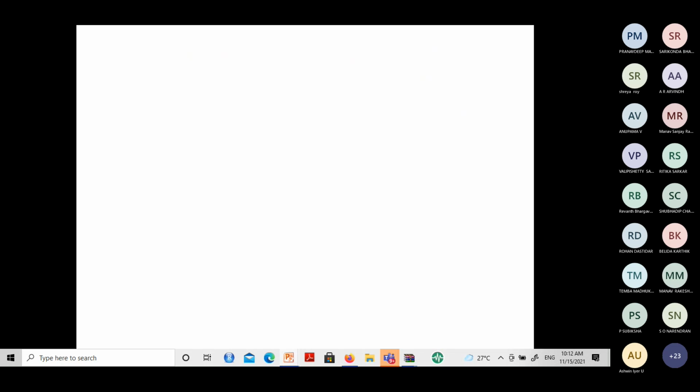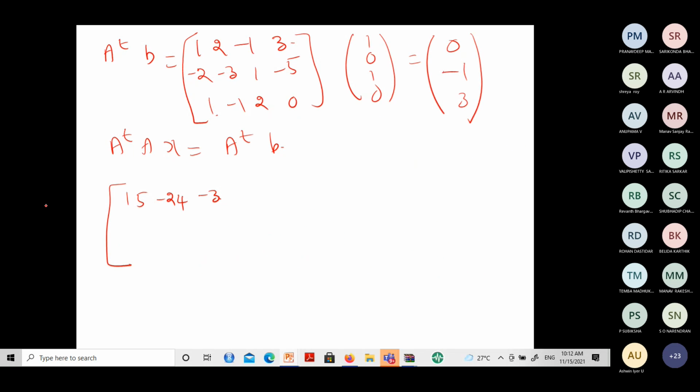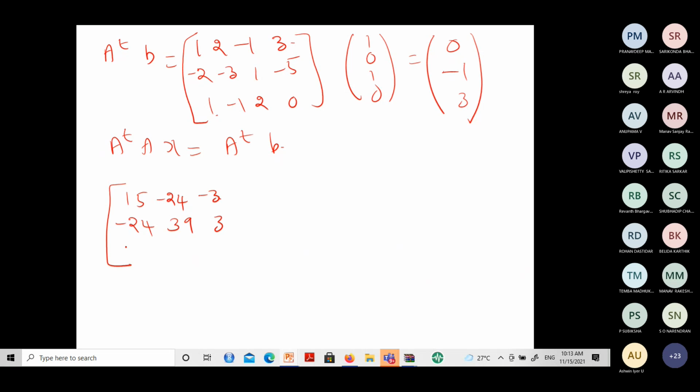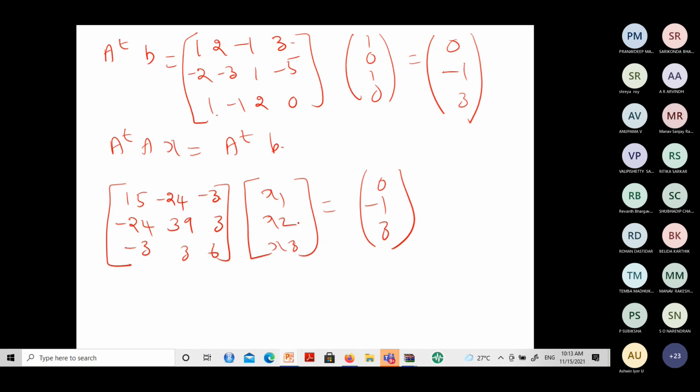Then minus 24 39 3. Minus 3 3 6. Into x. Shall I take that x as x1, x2, x3? And A transpose into B is 0 minus 1 3. So this we need to solve here. So what you can do is we can go for Gaussian elimination, right? I'll take a big augmented matrix like this.